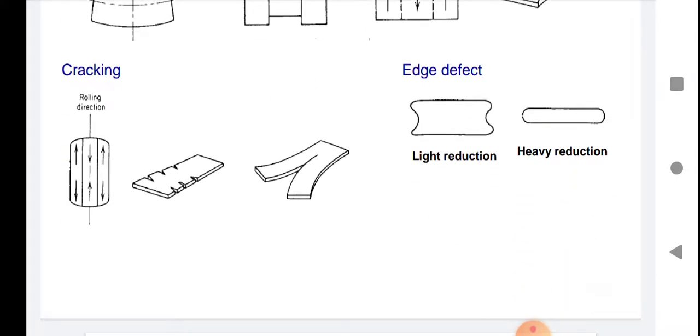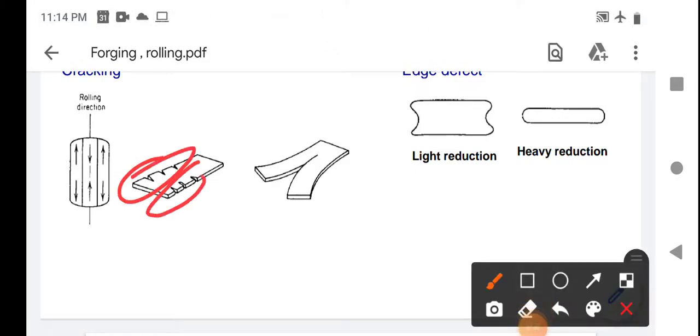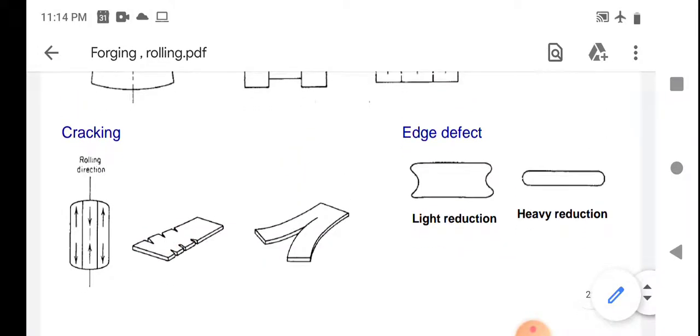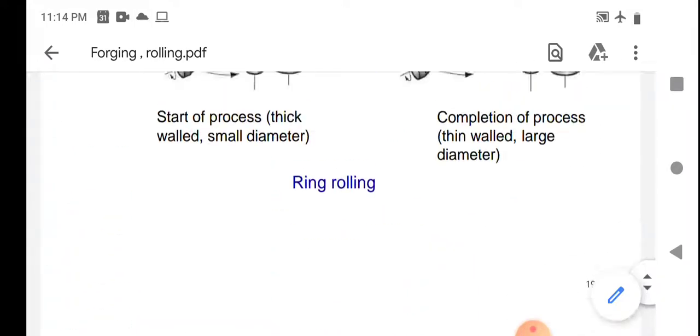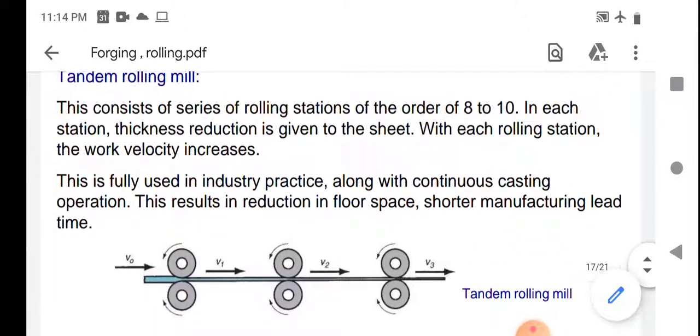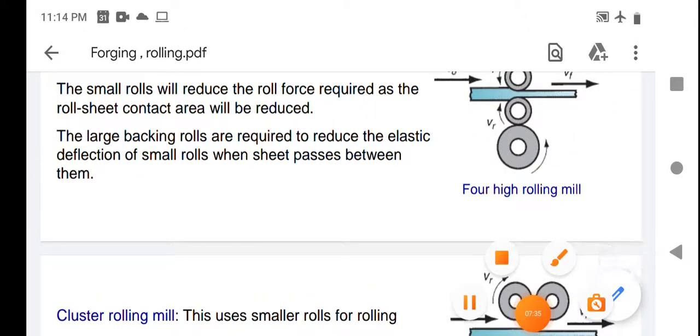Another type of defect is cracking because of the rolling operation. The center part takes less force compared to the edges, so the edges of the sheet crack. Some cracks occur on the edge of the sheet, this type of cracks. Another type of edge defect is light reduction or heavy reduction. This is our topic where we finish chapter unit number 2.